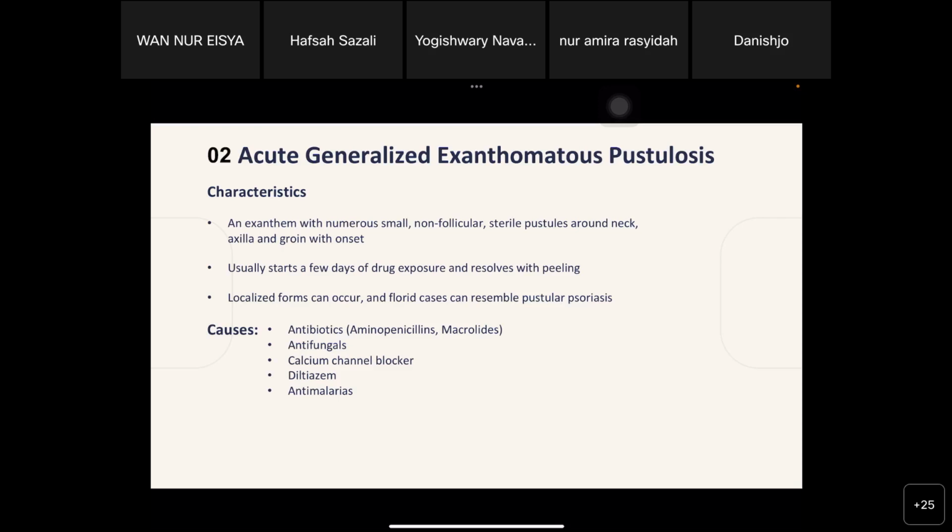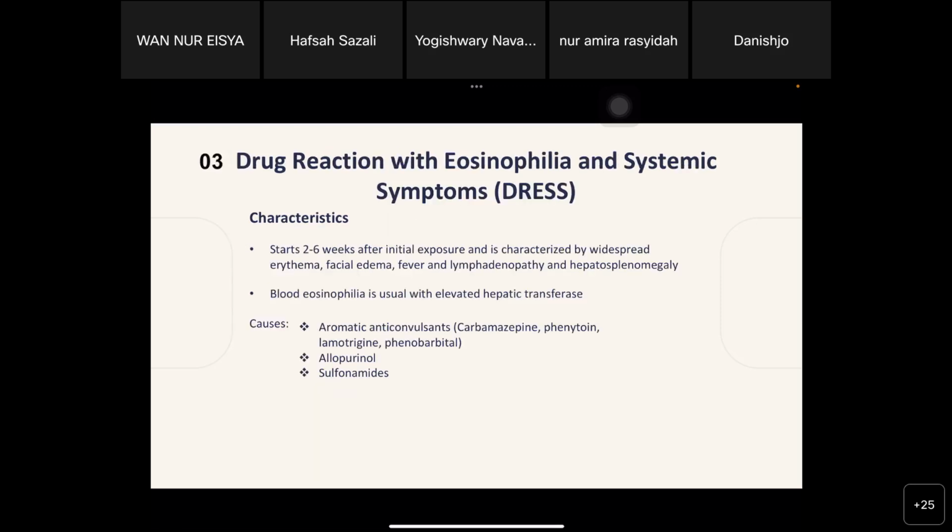The drugs that can cause acute generalized exanthematous pustulosis are antibiotics, for example the aminopenicillins and macrolides. It can also be topical agents such as antifungals, the calcium channel blocker diltiazem, and also antimalarials.